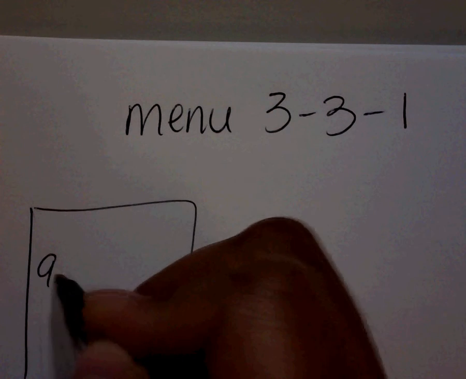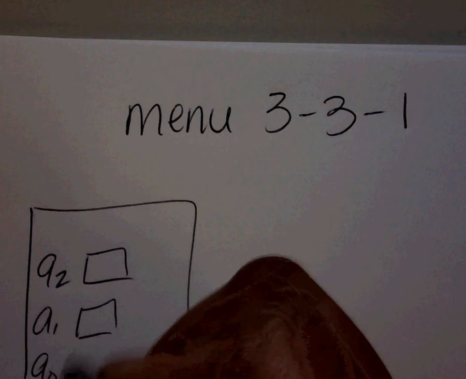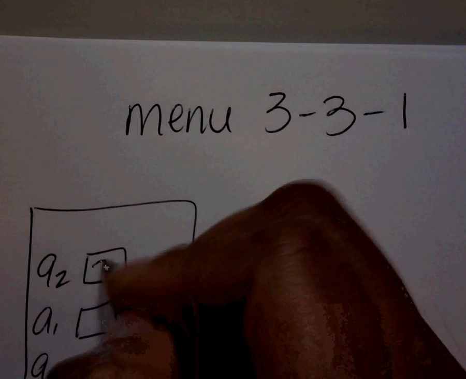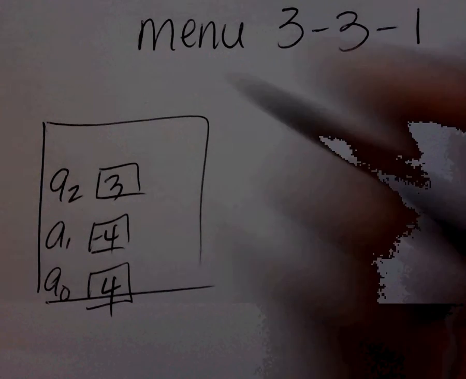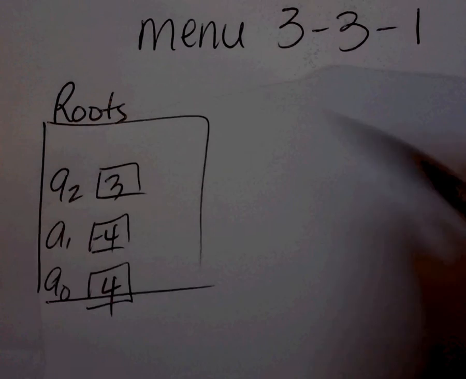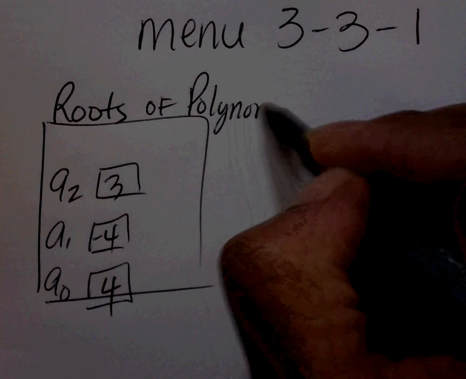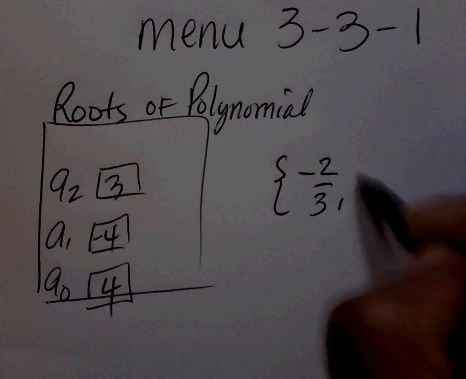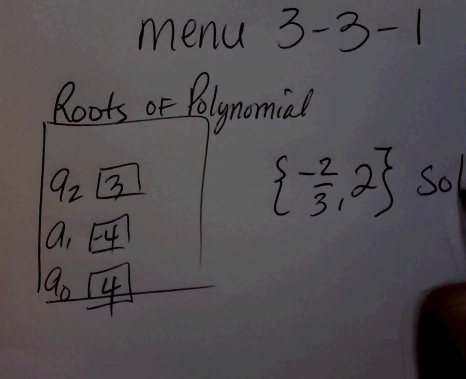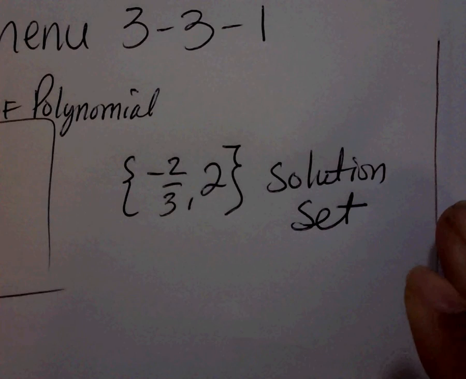Sorry about that. So I'm going to document what I did in this box. We typed in 3, negative 4, 4, and it told us roots of the polynomial. And the answer came out as a solution set, and you need to know that.